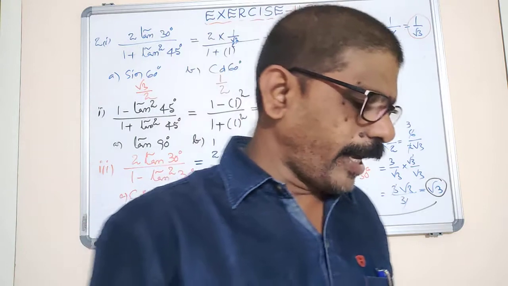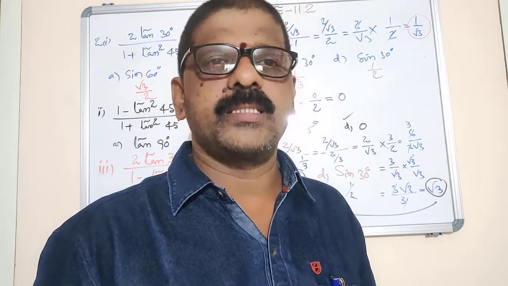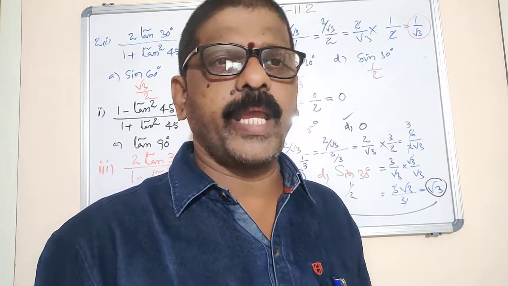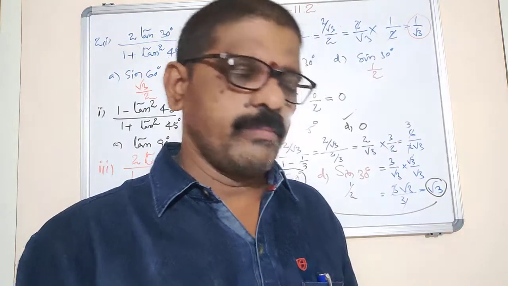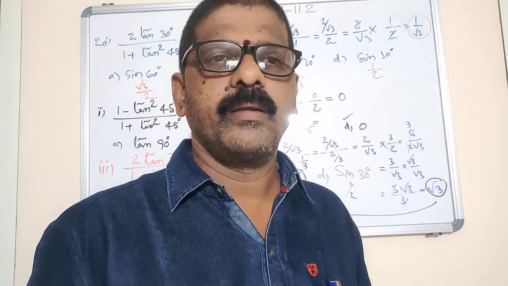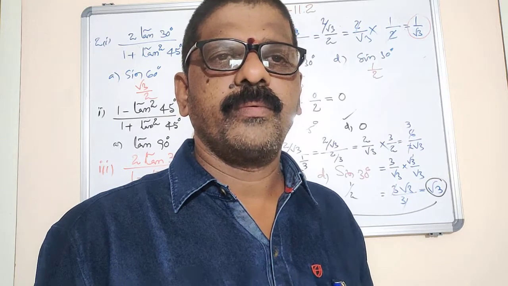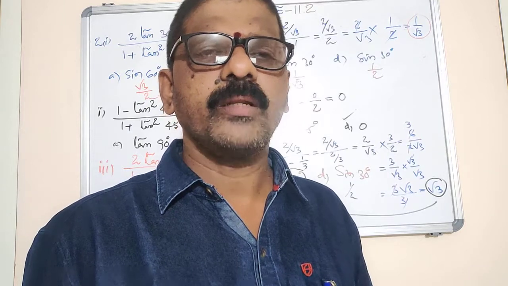So the second Roman is completed. Questions 3, 4, 5, 6, 7 are remaining from exercise 11.2. Okay, we can meet in the next class. Question numbers 3, 4, 5, 6, 7 from exercise 11.2 in the trigonometry chapter.